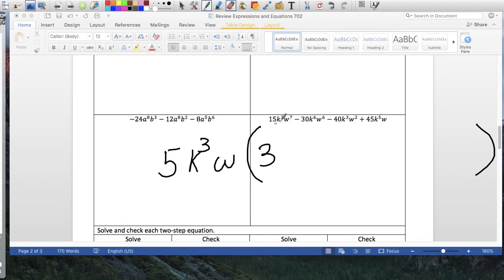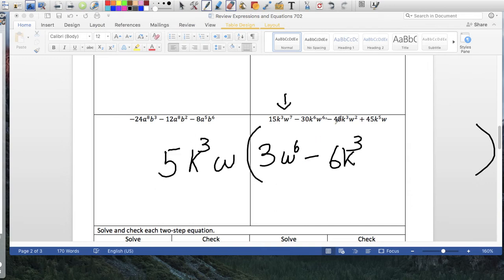Good. And W times what is W to the 7th? W times W to the 6th. If you multiply this out, it will give you that. Minus 30 divided by 5 is 6. I need a K to the 6th, so I'm going to multiply by K to the 3rd, because K to the 3rd times K to the 3rd gives me K to the 6th.